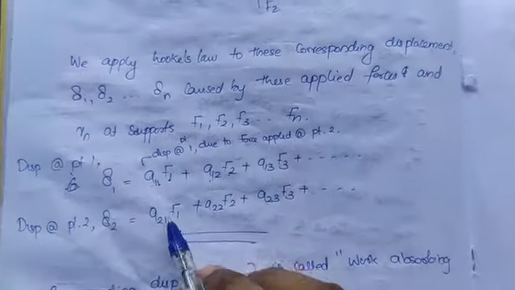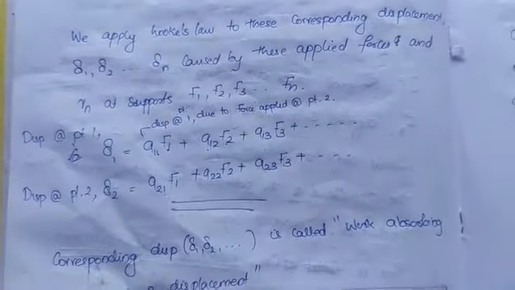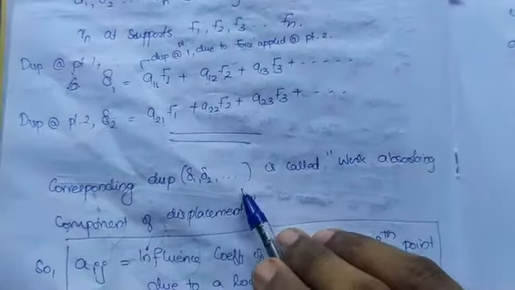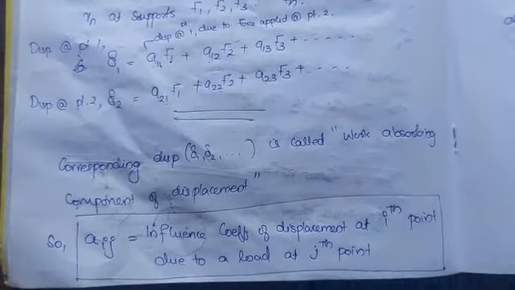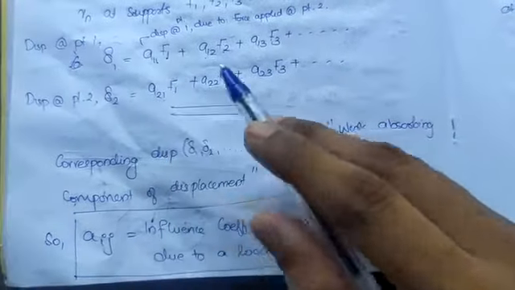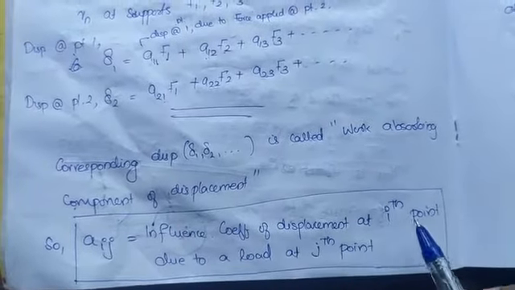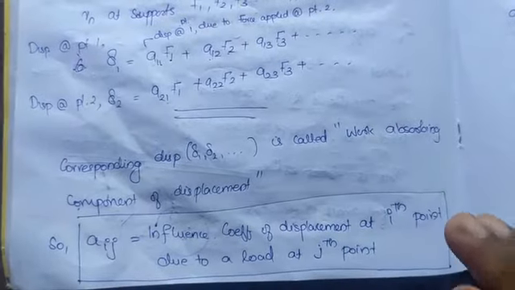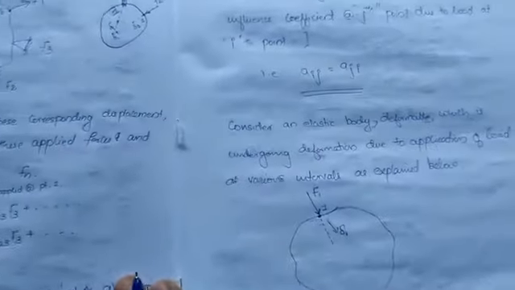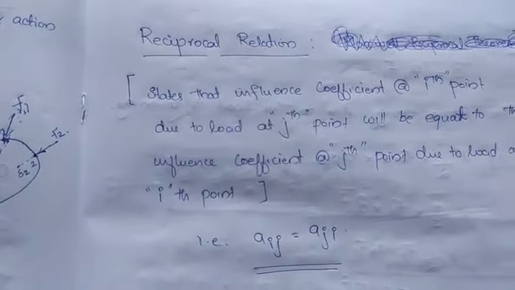So be clear about this suffix. The corresponding displacements delta 1, delta 2, etc. are called the work absorbing components of displacement. So Aij, that means A11 or A12, A13, whatever it may be, is called the influence coefficient of displacement at the ith point due to the load or force at the jth point. Understand? Now we will go for another relation called the reciprocal relation.